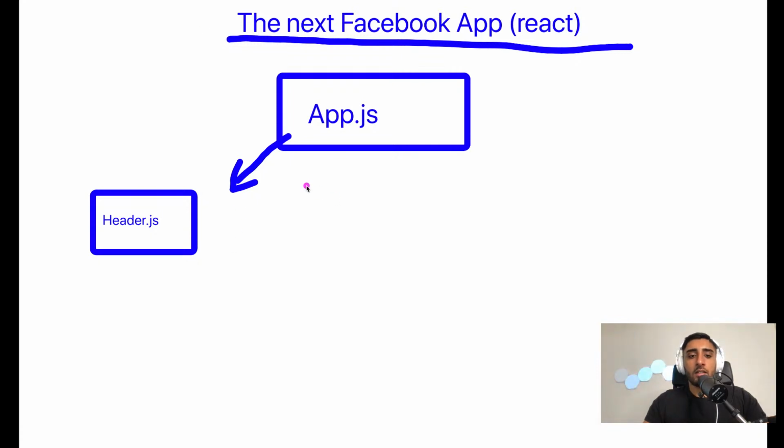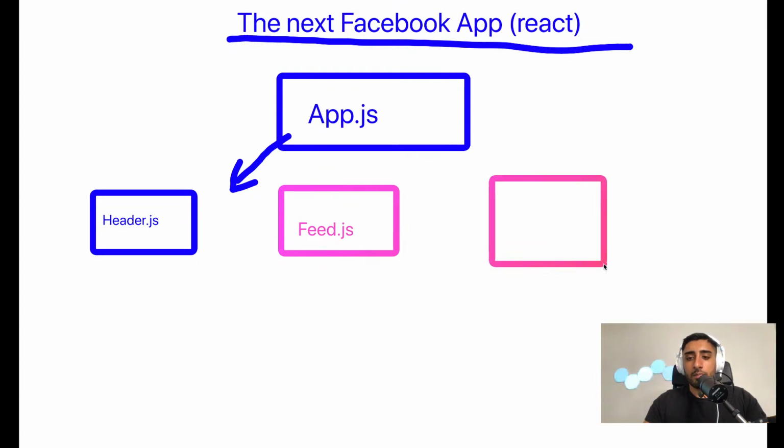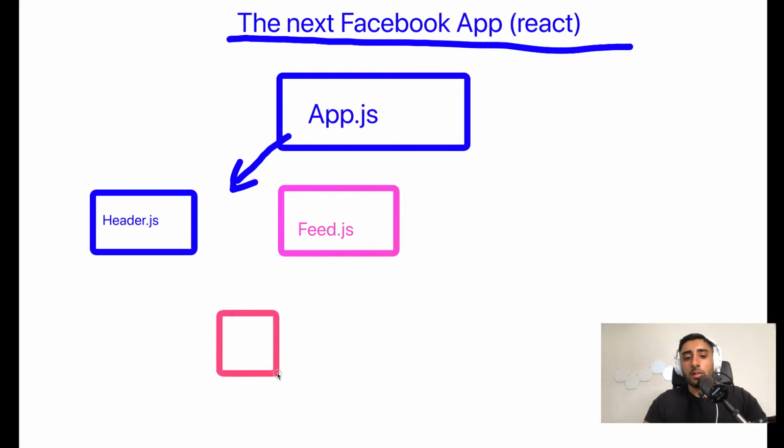Then imagine you've got header.js, and then imagine we create a feed. So here we've got a feed, so this would be like feed.js, and then imagine we had another one. And then imagine we have a bunch of posts, right? So imagine you've got a post.js, because on Facebook you've got a feed, and then you've got a bunch of posts.